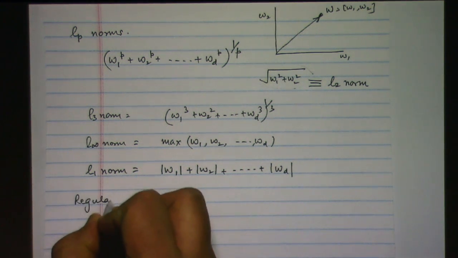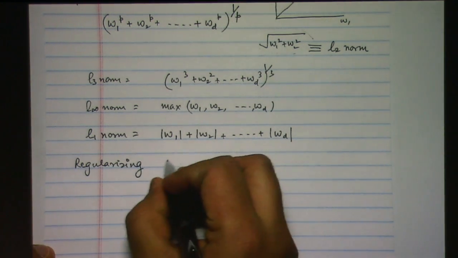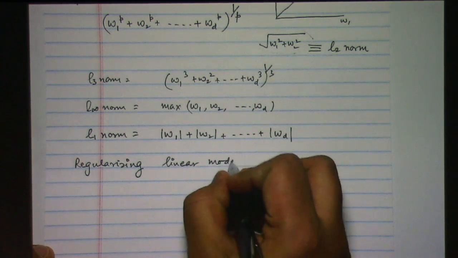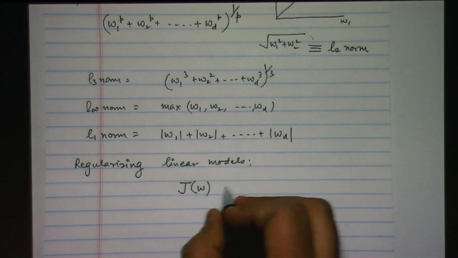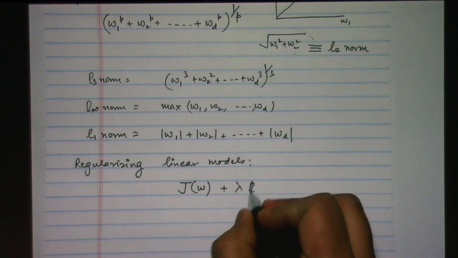So, regularizing a linear model. This could be more than just linear regression. The idea is that you have some J of w, which is your objective function, plus you add the L2 norm of w.